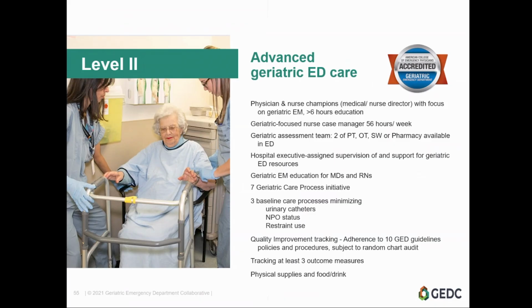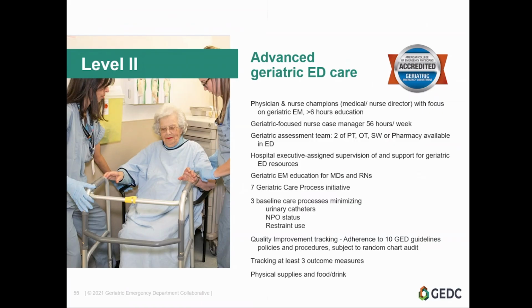All around education for all your physicians and nurses. And you have to now have 7 geriatric specific processes in addition to the 3 baseline care processes. So a total of 10 initiatives around geriatric patient care. You have to be prepared to demonstrate that you're doing this as part of quality improvement and could be at risk for a random audit check by ACEP, ensuring that you're adhering to these guidelines and policies and procedures.